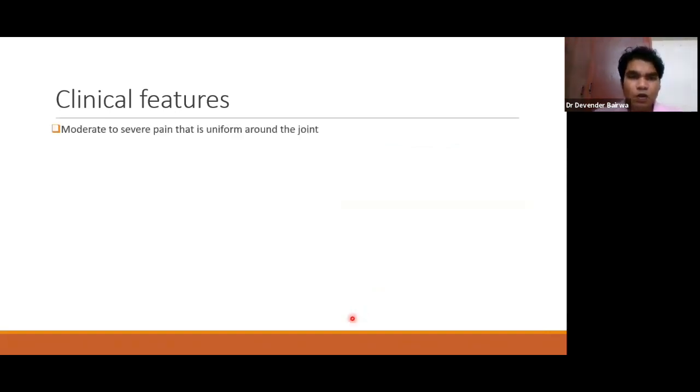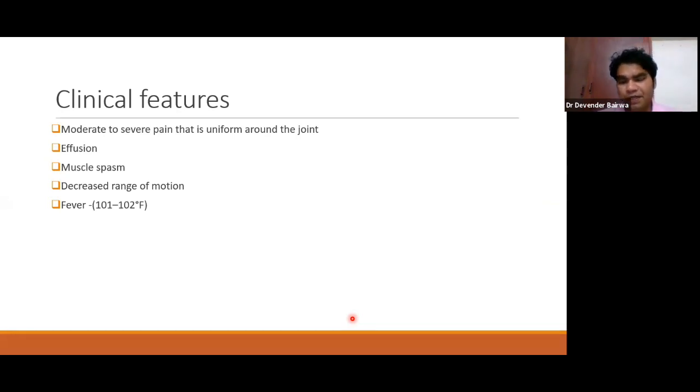Okay, so what happens generally, they will have moderate to severe pain that will be uniform around the joint. Uniform pain around the joint signifies that the pathology is in the joint and not in some periarticular structure. Then there can be joint effusion. Joint effusion is visible in a superficial joint like the knee joint. In deep joints like the hip and shoulder, it can be missed. There can be muscle spasm because of pain, decreased range of motion of the joint, and there can be fever. Fever can be very high also, like 101 to 102 degrees Fahrenheit.